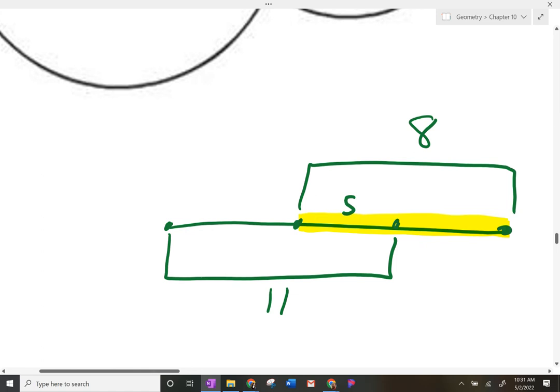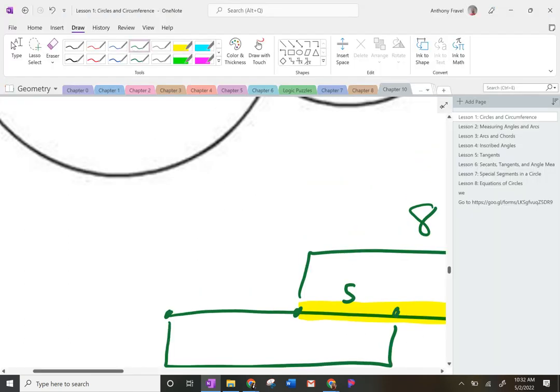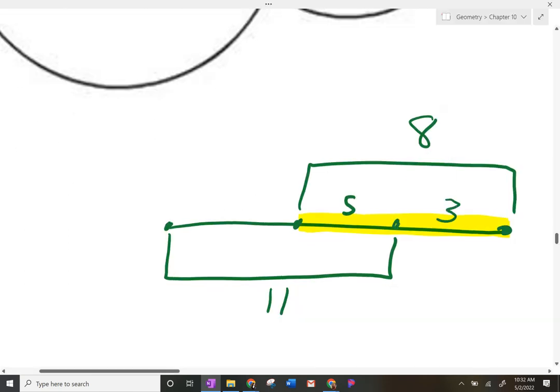Do we care about this 11 right now? No. I'm going to cover it up. So this whole length is 8. This part is 5. How can I figure out just that small length? 8 minus 5. I can just do subtraction. So 8 minus 5 tells me that this length right here is 3. Whoops, let me get my pen again, not a highlighter. Because again, if this is 5, this is 3, that adds up to 8.